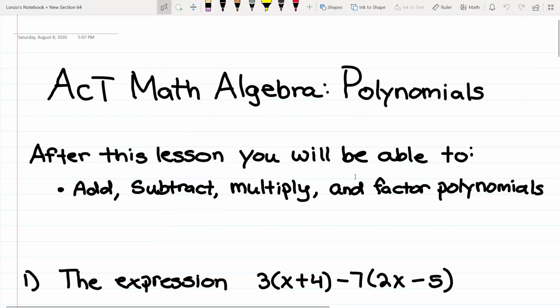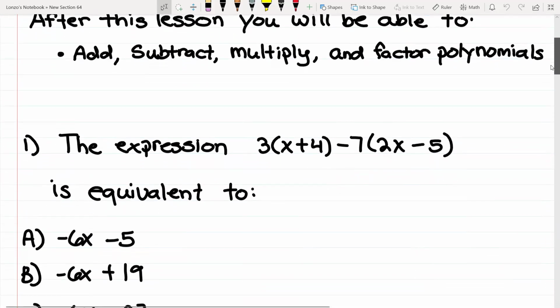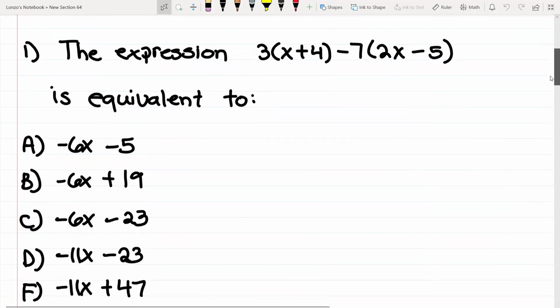So, ACT math algebra polynomials. After this lesson, you will be able to add, subtract, multiply, and factor polynomials. So let's start with question one.